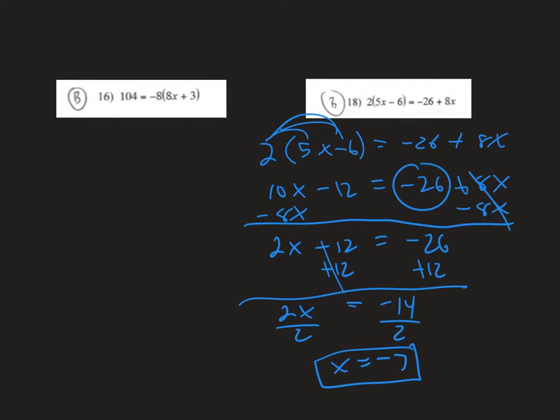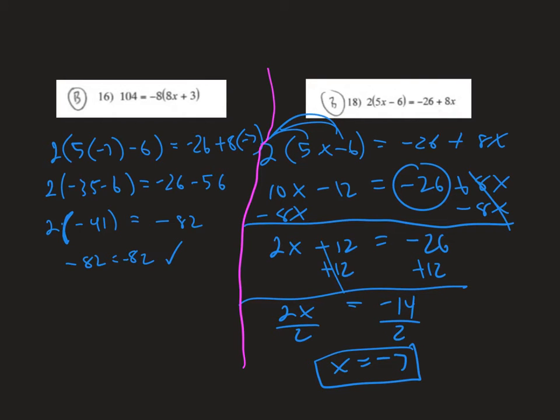And now we'll check our answer. I had to squeeze it in here, but we have 2 times 5 times negative 7 minus 6 equals negative 26 plus 8 times negative 7. So draw a little line between the problem. Over on the left side, 5 times negative 7 is negative 35, and negative 35 minus 6 is negative 41. And 2 of those is negative 82. On the right side, 8 times negative 7, multiplication first, is negative 56. And negative 26 minus 56 is negative 82. Negative 82 is equal to negative 82, so therefore negative 7 is correct.